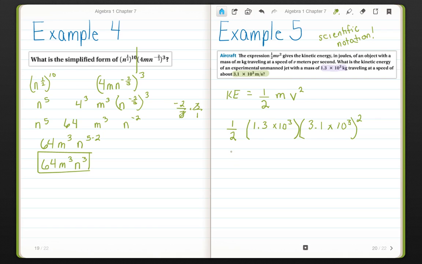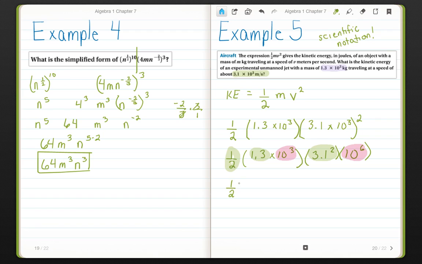So 1/2 times 1.3 times 10 to the third times 3.1 squared times 10 to the 6th, because 2 times 3 is 6. I'm raising a power to a power. So let's rearrange these. I should have 1/2, 1.3, and 3.1 squared grouped together, and 10 to the third and 10 to the 6th grouped together.